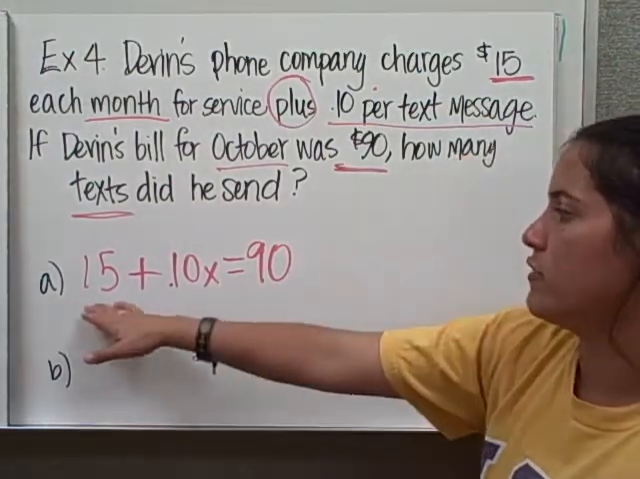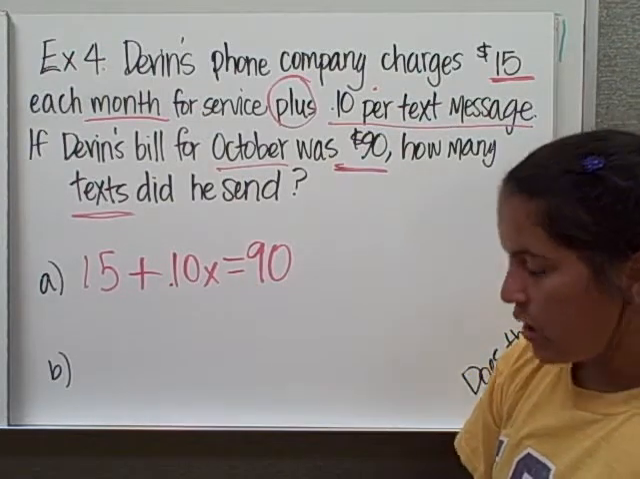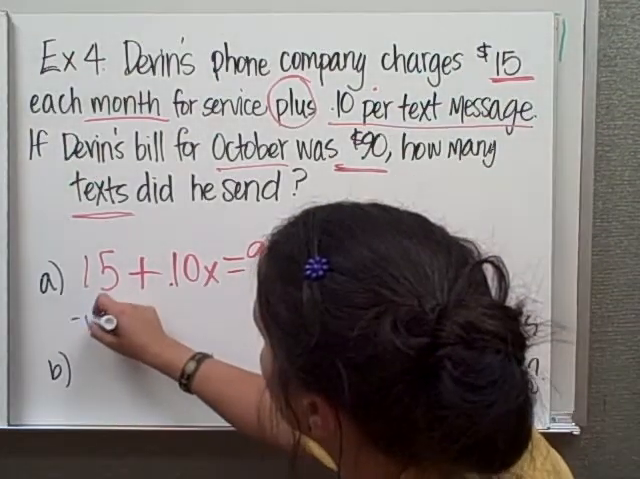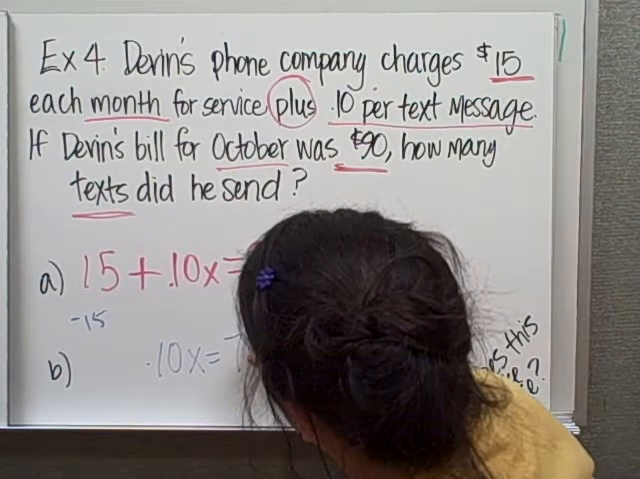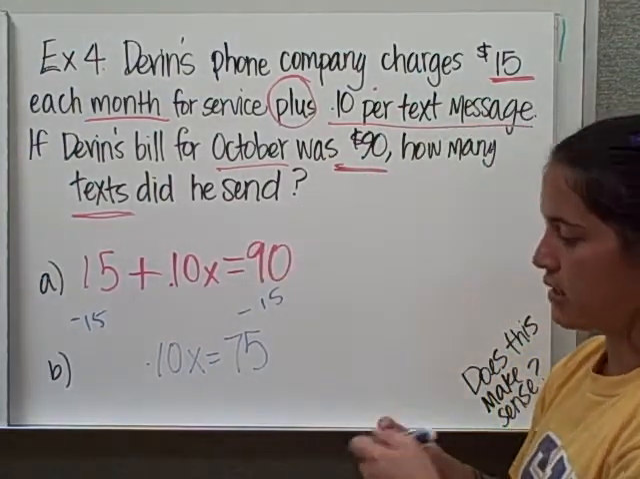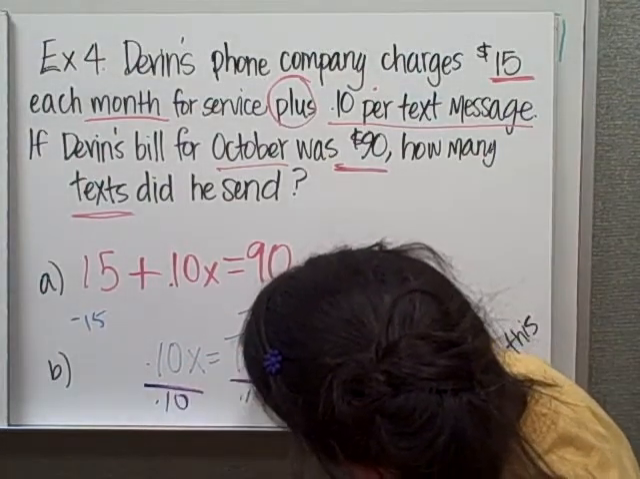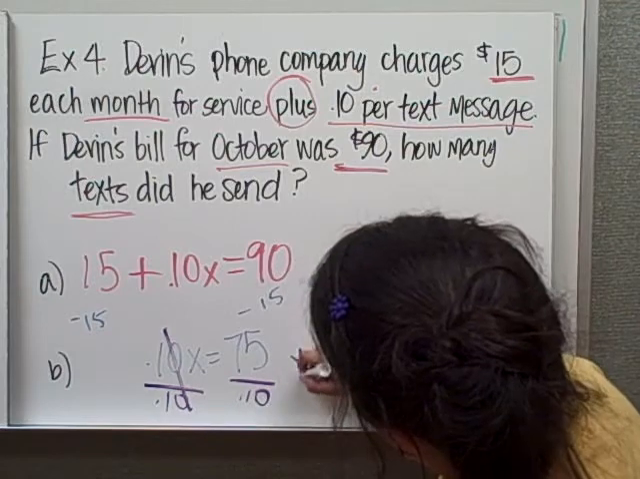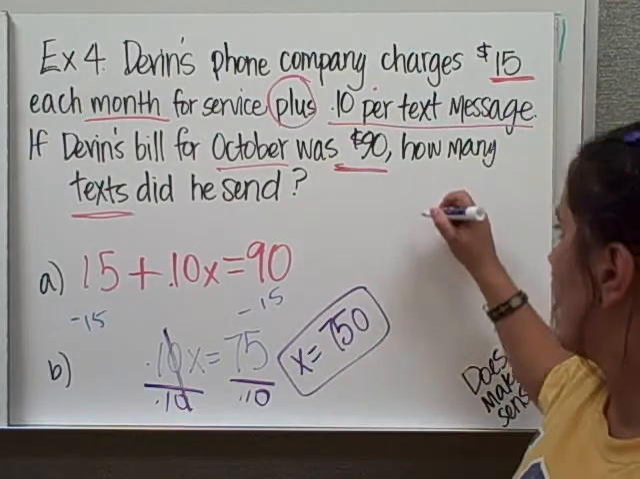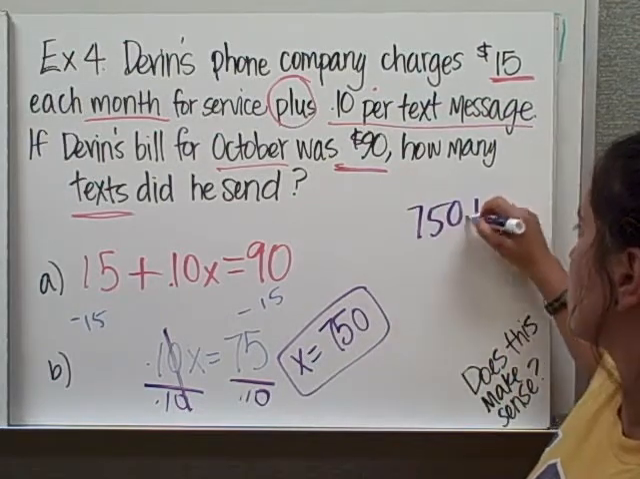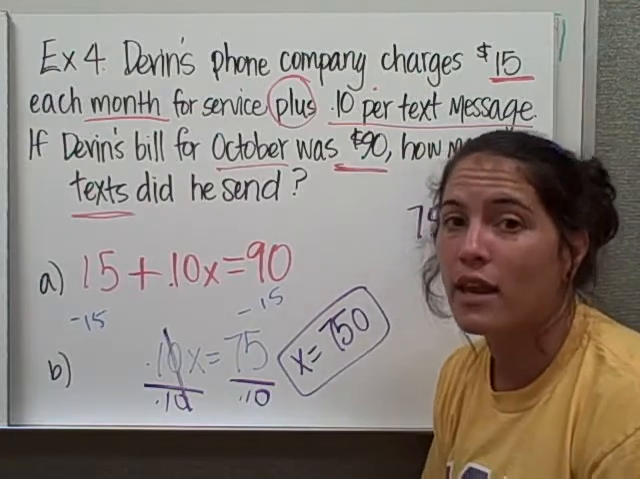Here's our two-step equation. 15 plus 0.10 times x equals 90. We go into the solving process. We take 15 away from both sides. And we get 0.10x equals 75. We divide both sides by 0.10. And x equals 750 text messages. Whew, 750 texts. I bet your fingers are sore after that. 750 texts in 1 month.